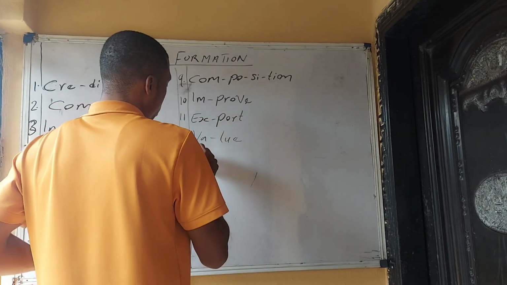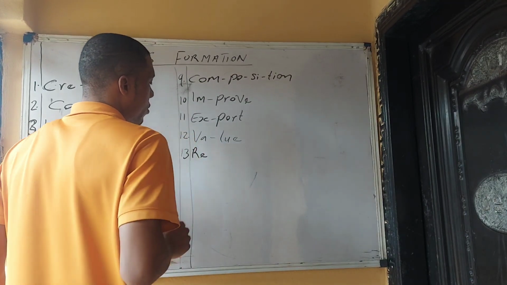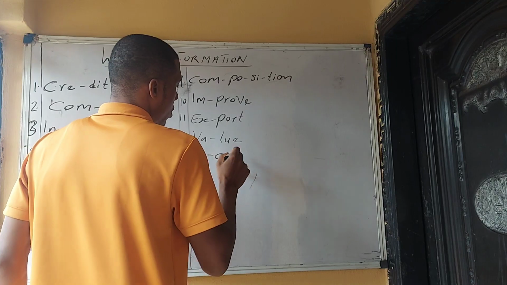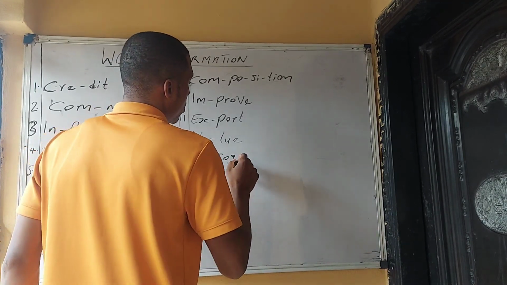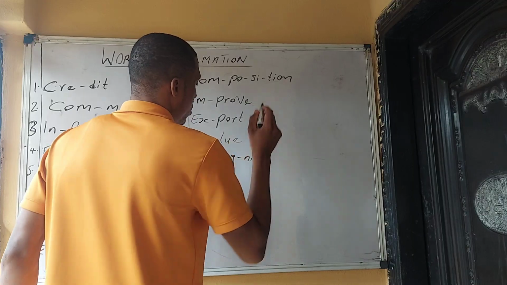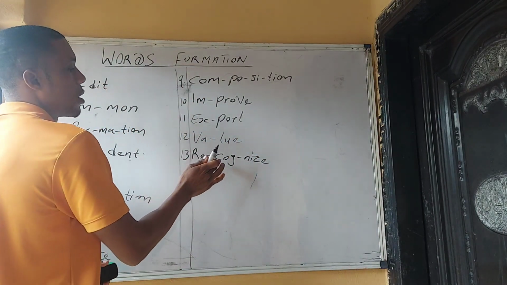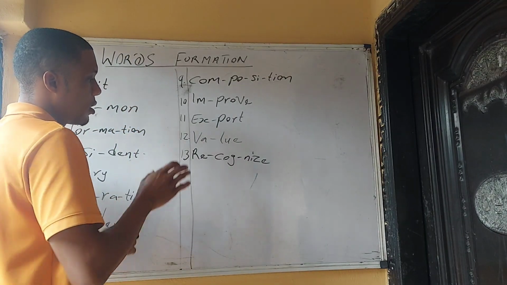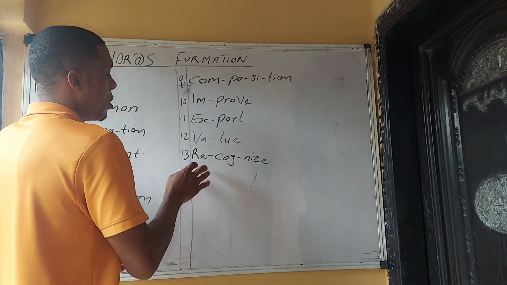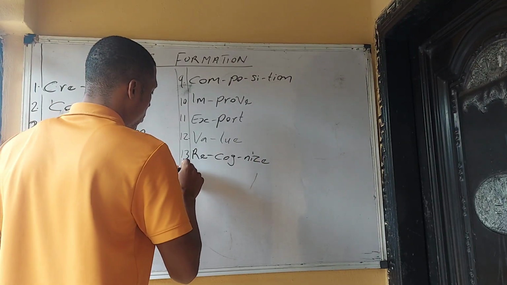13 is recognize. RE is re, COG is cog. Recognize. It is 3 syllables. Recognize.